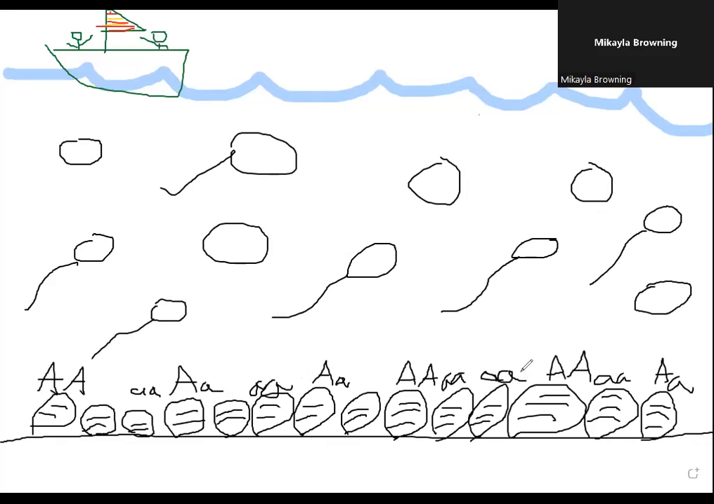And our oysters all fire off massive clouds of eggs and sperm into the water. Since the sperm and eggs are, of course, haploid, some of the eggs are going to be carrying a big A allele, and some of those eggs will carry a little a allele, and some of our sperm will be carrying a big A allele, and some of our sperm will be carrying a little a allele.